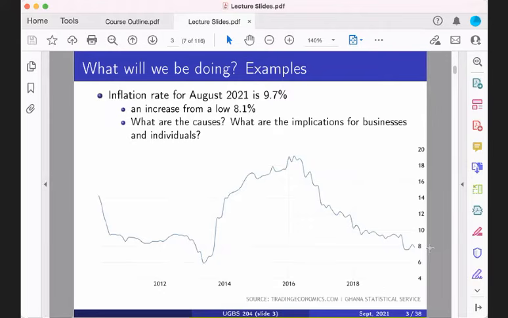The question is, from a macroeconomic perspective, what has been causing general prices to be increasing? If we understand what has been causing it, then what are the implications of an increase in general prices on businesses and on individuals? Again, we'll ask ourselves, what has been causing the inflation rate to decline? What is the implication of this declining inflation rate on businesses? What is the implication for individuals? Those are the type of questions that we will be answering for most part of the lectures we'll be doing this semester.